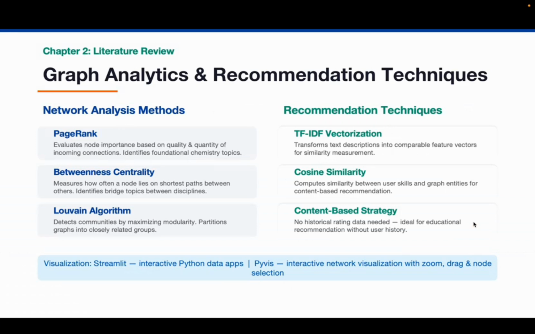PageRank identifies foundational topics by evaluating incoming connection quality. Betweenness centrality measures how often a node lies on the shortest path, revealing bridge concepts between disciplines. The Louvain algorithm detects natural knowledge communities by maximizing modularity. For recommendation, we use TF-IDF vectorization and cosine similarity for content-based matching, with Streamlit and Pyvis powering interactive visualizations.